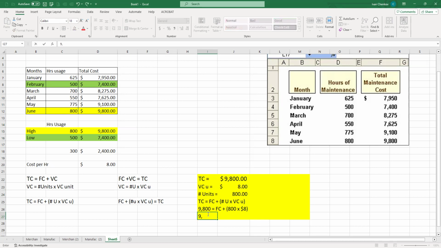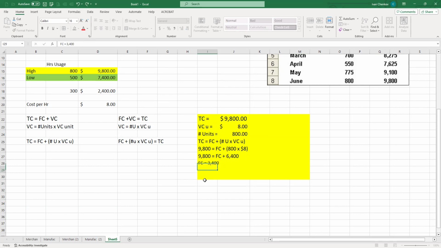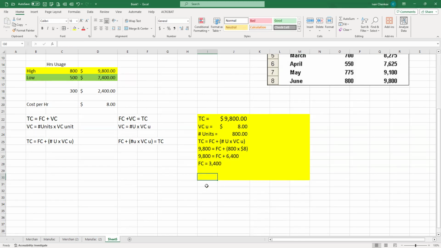So that means 9,800 should be equal to my fixed cost plus, when I open the brackets, 6,400, correct? 8 times 8 is 64, two more zeros, 6,400. So, can I express my fixed cost? Fixed cost should be equal to how much? 3,400, correct? Yeah. Based on this logic, the fixed cost should be equal to 3,400.